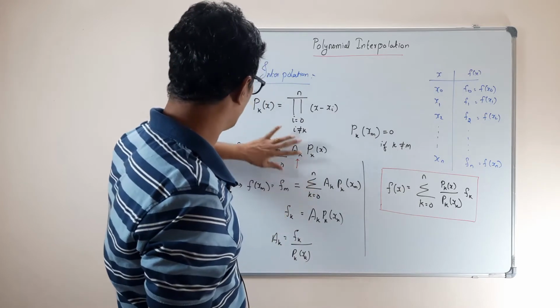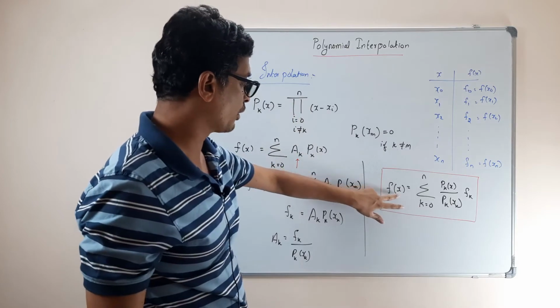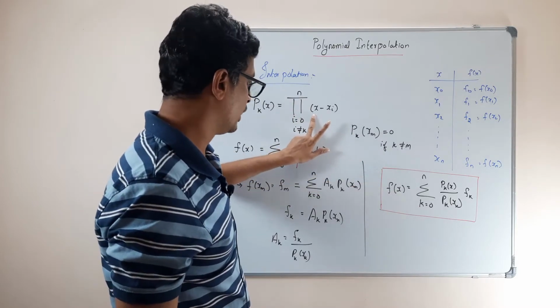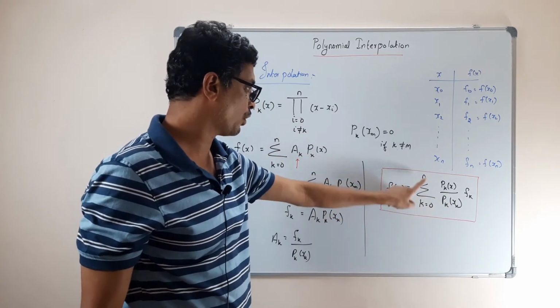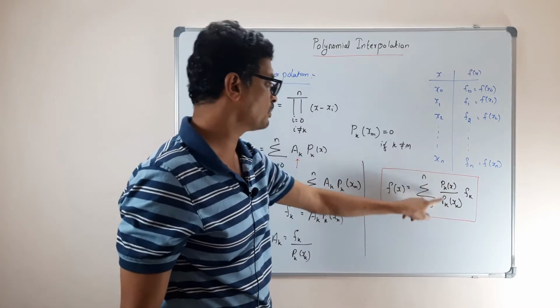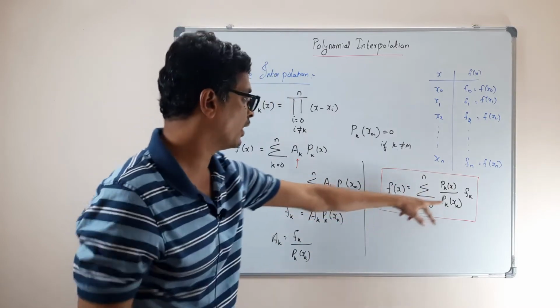So what happens? We have to define this product, and for any x, what you have to do is, for every k equal to 0 to n, find out this product divided by this product and multiply by the corresponding f of k.